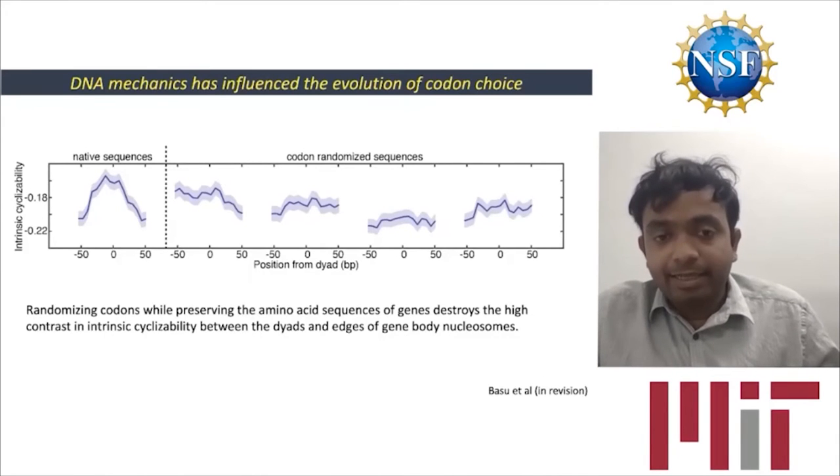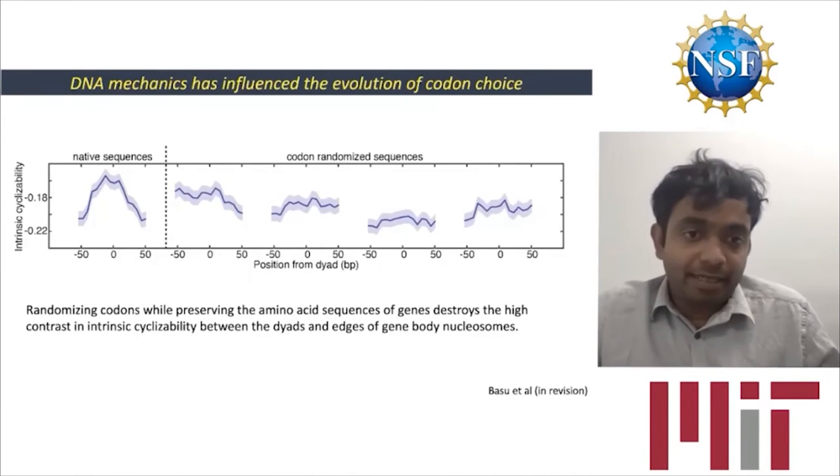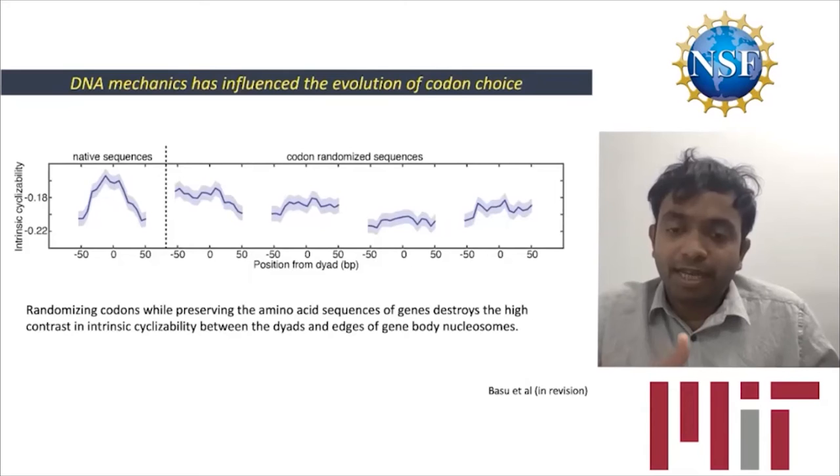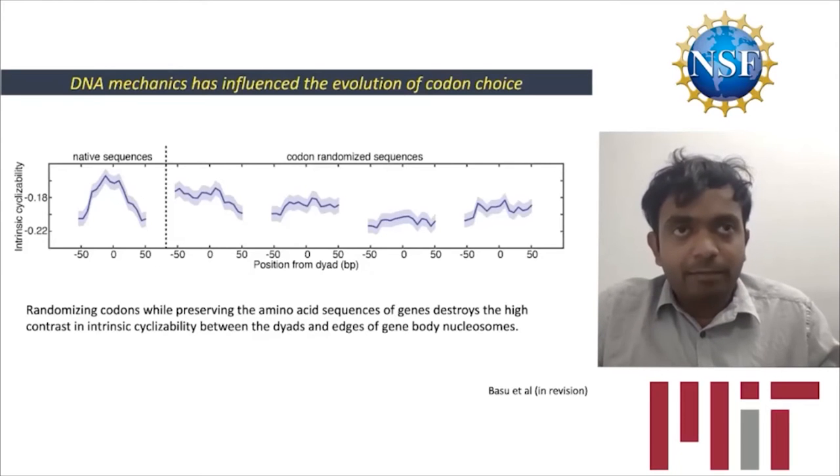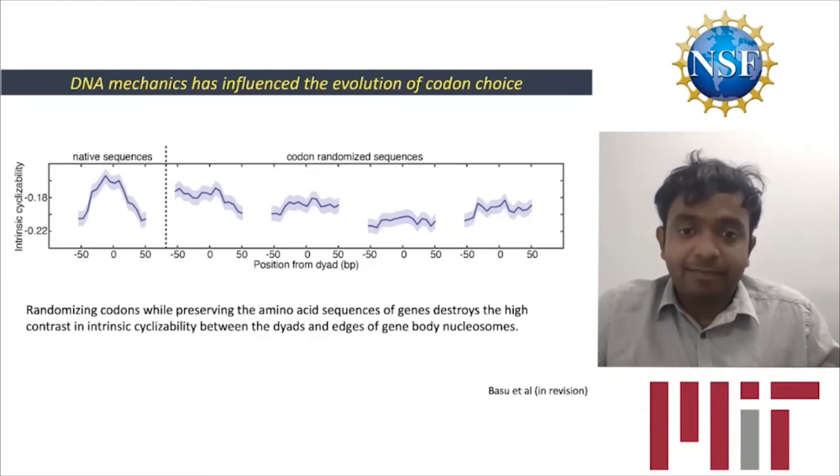It suggests that codon choice in yeast has been fine-tuned to create a mechanical pattern along genes that is most conducive to the organization of deeper gene-body nucleosomes. And the broader claim, of course, is that the evolution of codon choice has been impacted by the manner in which sequence modulates mechanics.